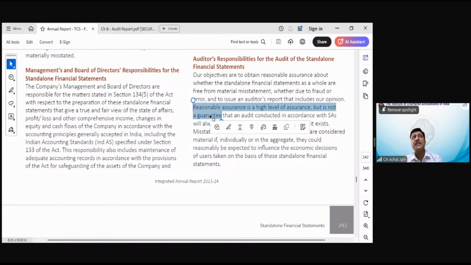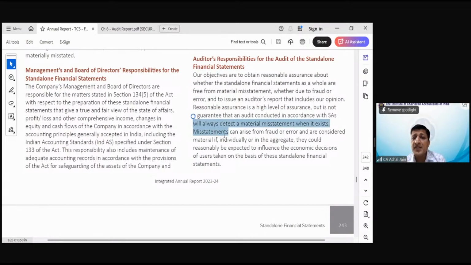Can you also understand that when you are conveying to somebody a high level of assurance, again somebody may think, oh, it's a high level, so it means almost everything is covered. But no. Auditor is also saying that please don't think it's a guarantee. About what? That an audit will always detect material misstatement when it exists. Which means that there are chances that material misstatements may go undetected. That's the inherent limitation.